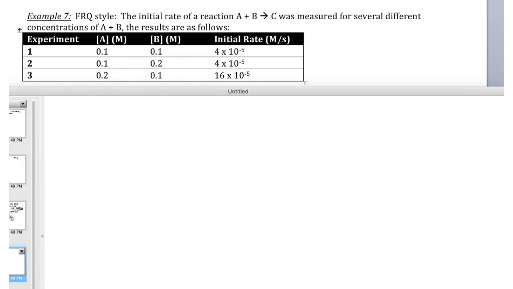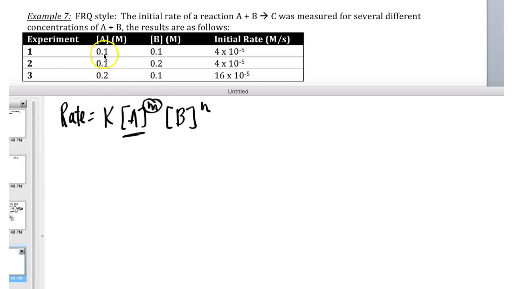Okay, so we learned already. Let me write this down for you. We learned already that the rate is equal to some constant, which is not found here, times the concentration of the first reactant, which is A, to the power of M, B, to the power of N. We don't know what these orders are yet. That's why we use the experimental data to figure that out. So let's figure out the data for A. Let's find the order for A.